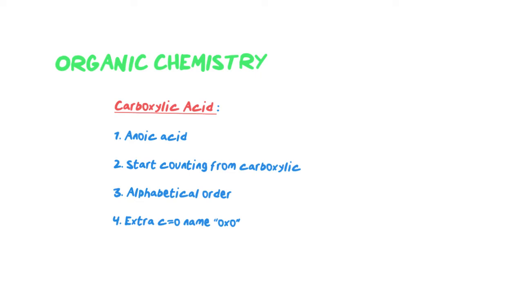An extra carbonyl group, you will call it oxo, okay? That means when you have like 2 carboxylic acid together in a chain, the extra one, you will call it oxo.